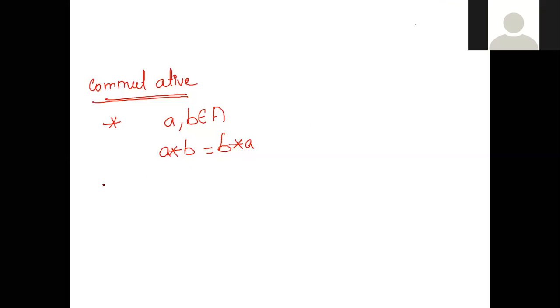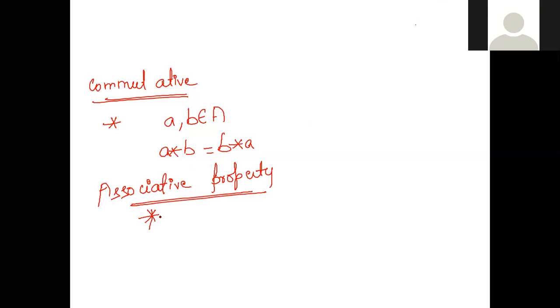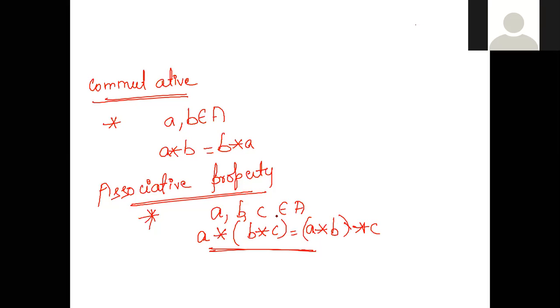Now moving to the next property. What was the next property which was discussed? Associative property. So what was the associative property? Again, the first condition is star should be binary. That is, it should have an answer and the answer should be unique. If you take three random elements A, B, C, and if it satisfies the condition (A star B) star C is equal to A star (B star C), then we say that the binary operation satisfies the associative property. That is, first you do B star C, then whatever answer you get, you combine it with A, and then you'll get some answer.